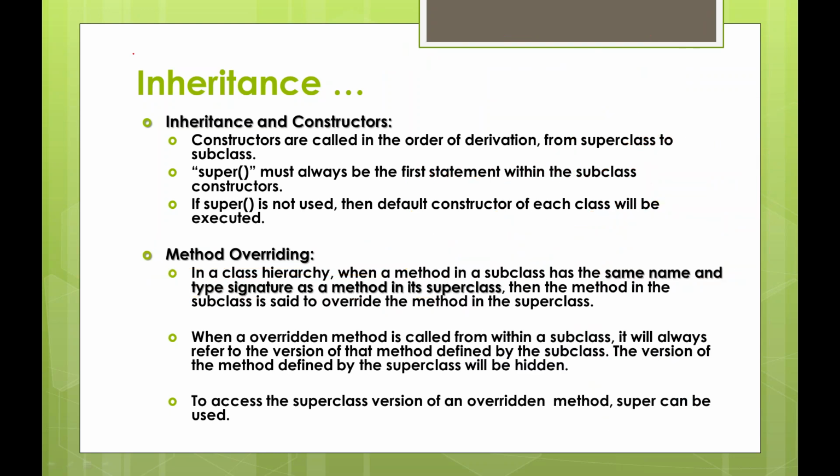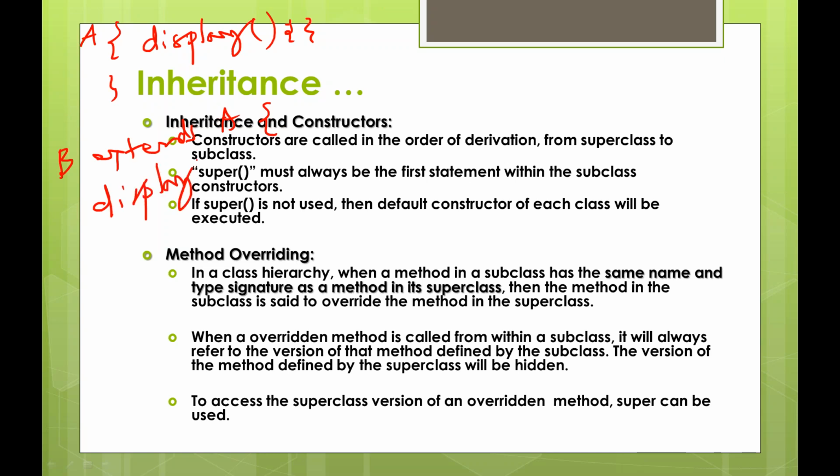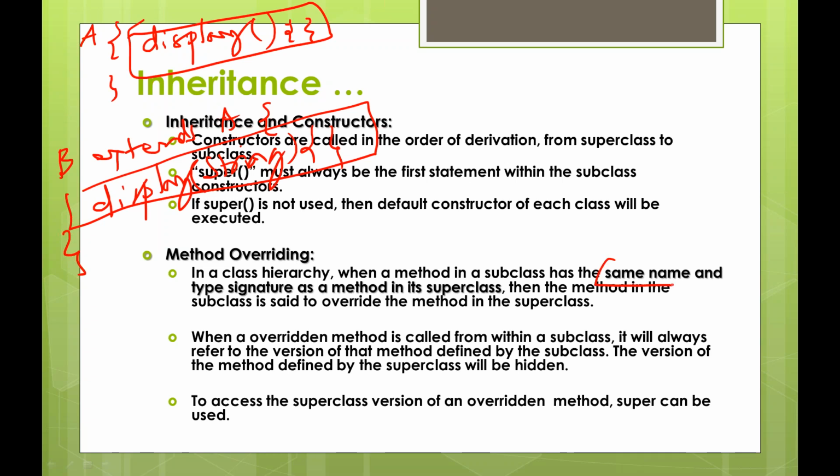Say for example, I have class A with display here, and B extends A. Here also I have display. Assume that the return type is void. And I have display method here. So with this particular definition, will this be called as method overriding?